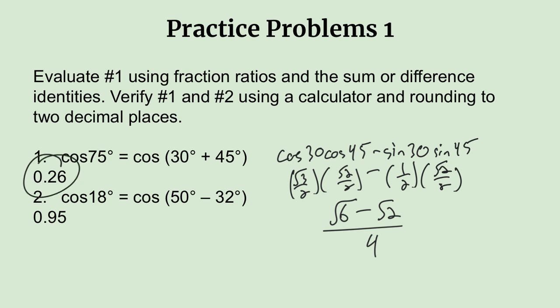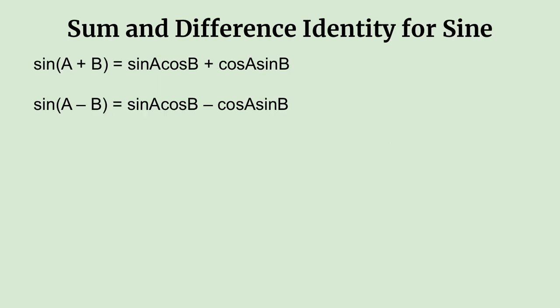For the next one, 50 minus 32, neither of those are nice numbers that we can work with, so you can just then use your calculator to break that up. So then we have our sum and difference identities for sine. You can copy those down as well.